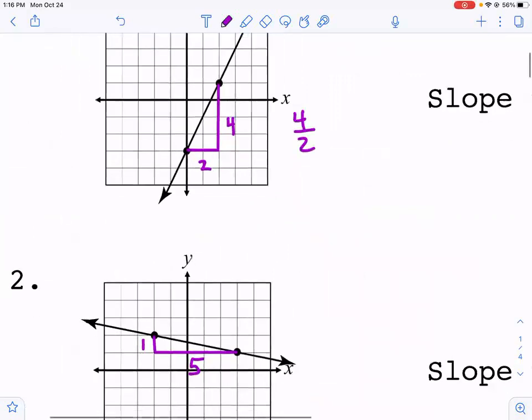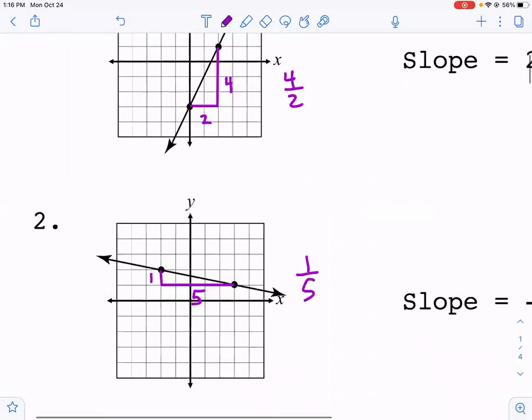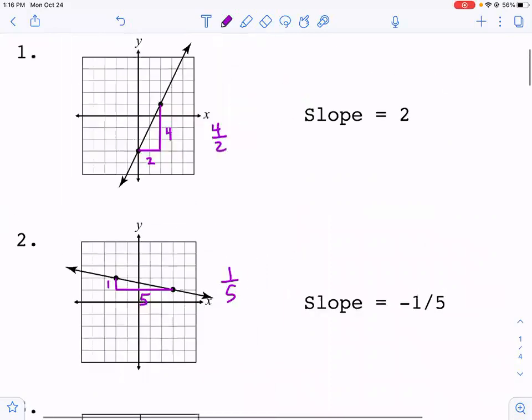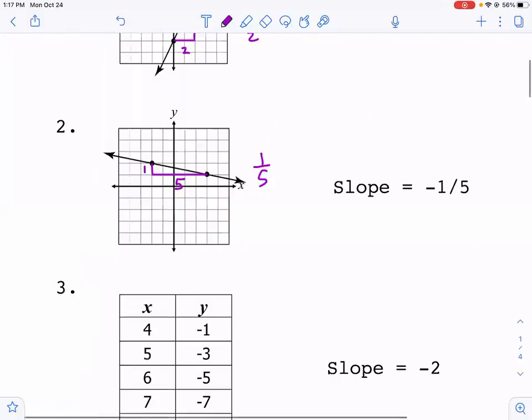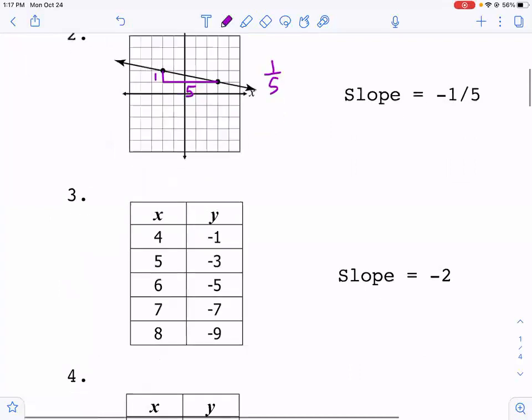Okay. Now, how do we get the fact that this one's positive and this one's negative? Raise your hand, Sophia. So this one's rising while this one's falling? Yeah. Okay. So now let's look at number 3 and 4.